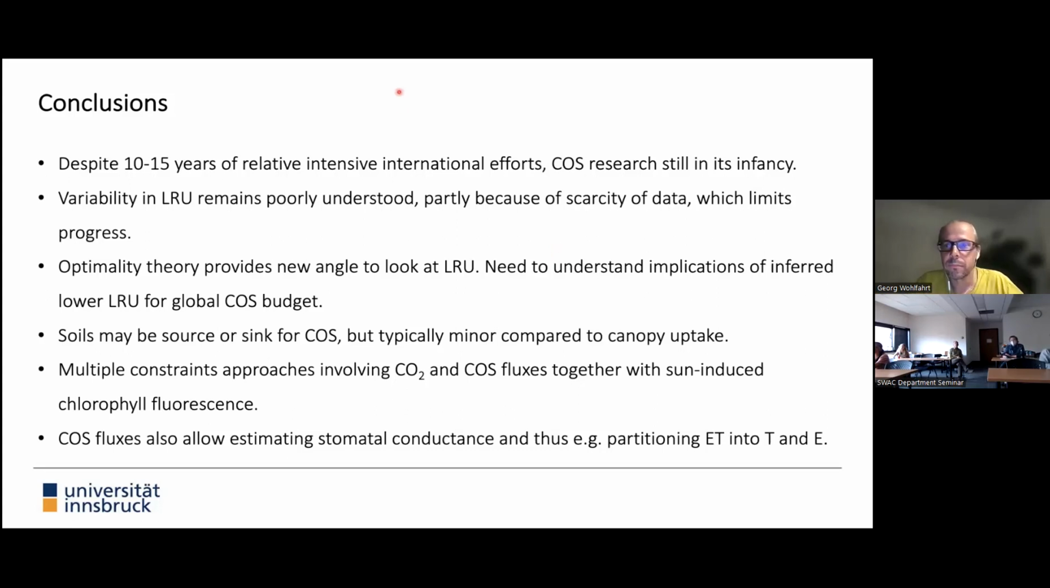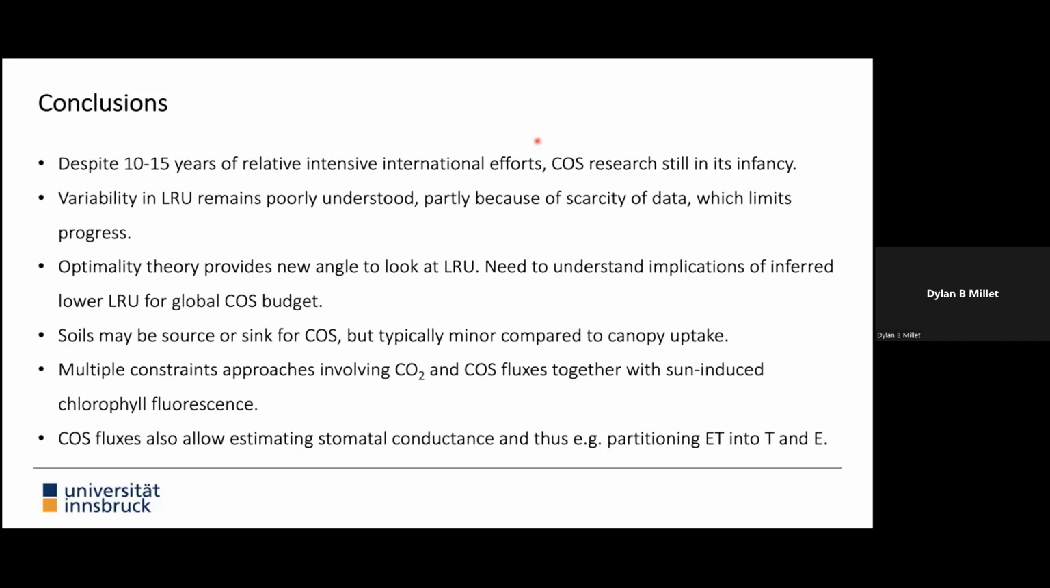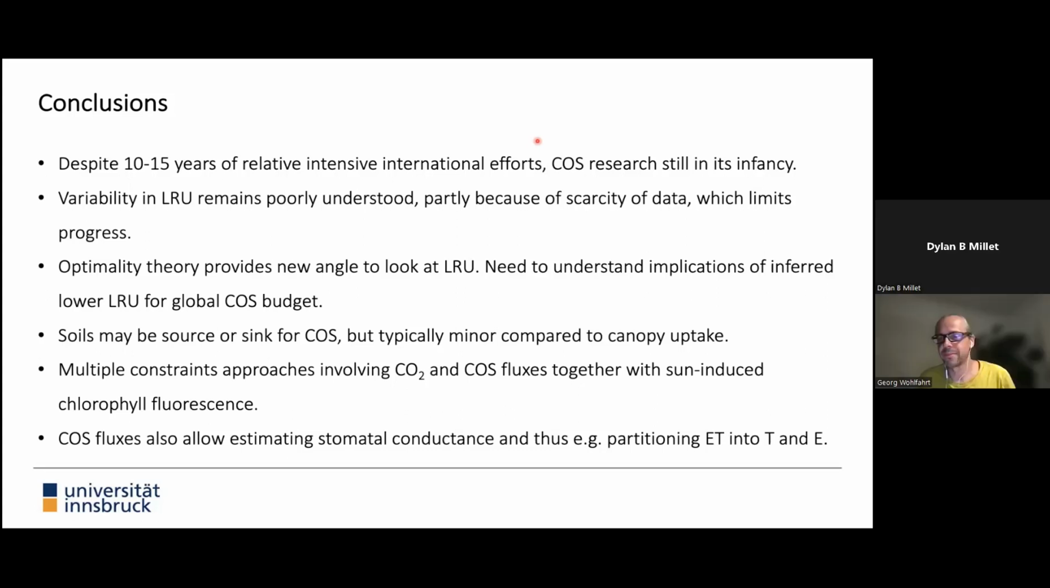Hi, I had a quick question. Can you hear me? Yes, I can. My name's Dylan Millay. I'm in the department. I enjoyed your talk. I was curious to get your perspective on what our status is right now in terms of the observing network for COS. To what degree are we limited by measurement coverage?